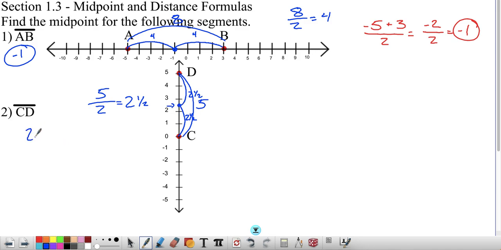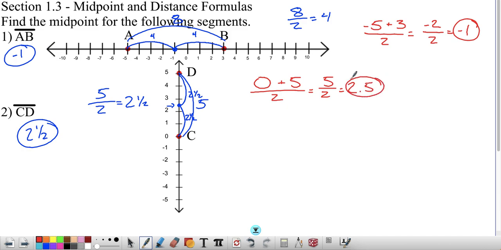It's kind of coincidental. But our average will do the same thing. So if we have our two endpoints, 0 and 5, we add them up, divide by the 2 that we have, and we end up with 5 over 2, which is 2.5. Okay, so that's finding the midpoint on a segment where it's one-dimensional.